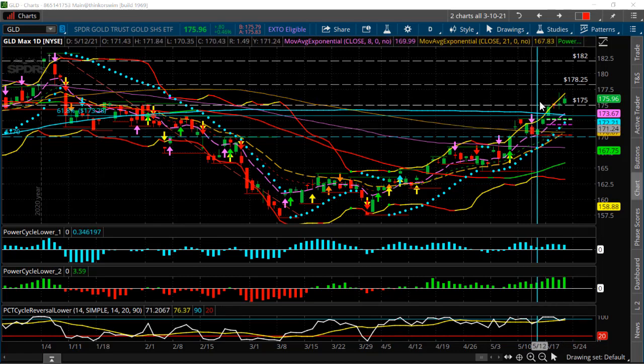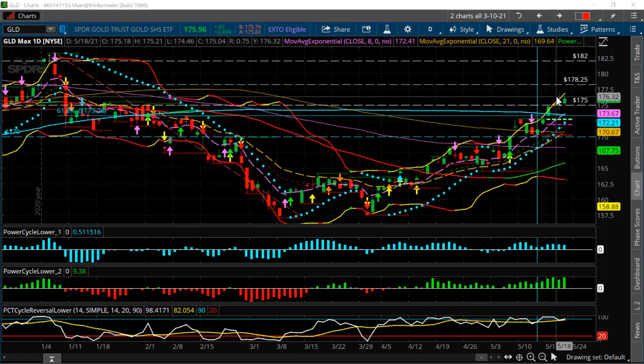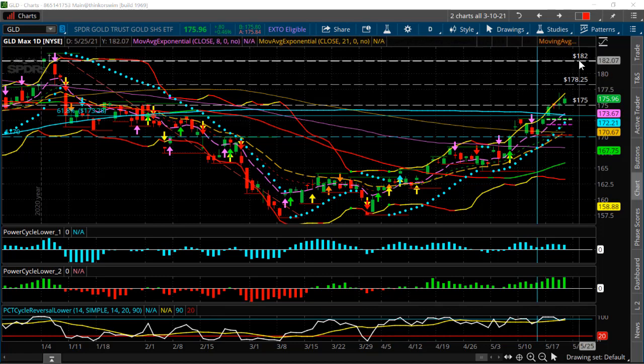So what we can do is make these adjustments using options, where we can increase our potential profit up to the upside and at the same time reduce our risk. So gold still looks pretty good here, and I've got a potential target up to 178, then to 182.